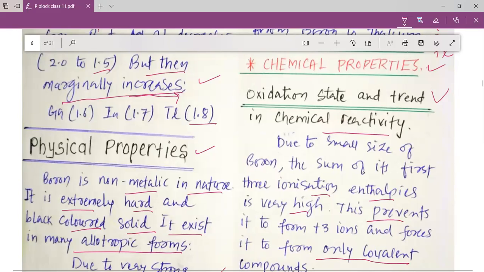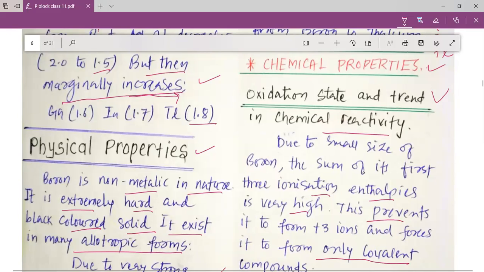As we go down the group, the stability of the +1 oxidation state increases, and the stability of the +3 oxidation state decreases. The +1 oxidation state is most stable in thallium, but aluminum does not show the +1 oxidation state at all. The stability of the +1 oxidation state in indium is more than in gallium. So, my dear students, the stability of the +1 oxidation state is maximum in thallium due to the inert pair effect.